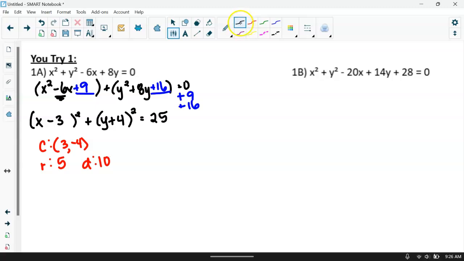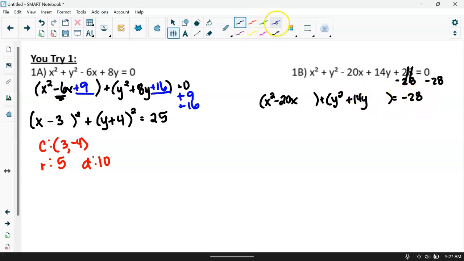So then here, when you organized, you had to subtract 28 here because it was already being added. So then organizing, I've got x squared minus 20x, then plus y squared plus 14y is equal to -28. So then here, when you complete the square, half is -10, -10 squared is +100. Then here, half of 14 is 7. 7 squared is 49. That's what we add here.